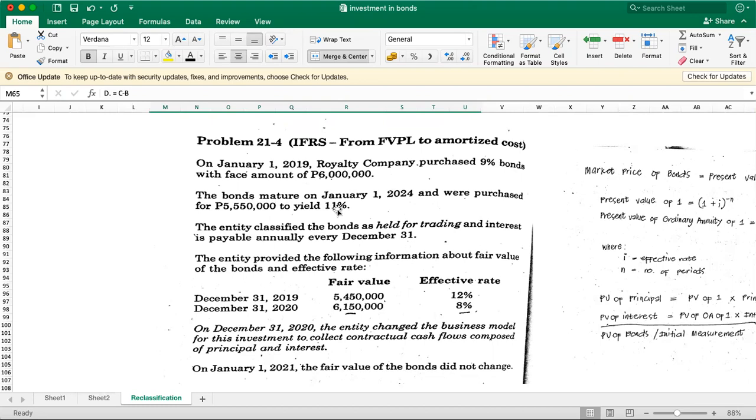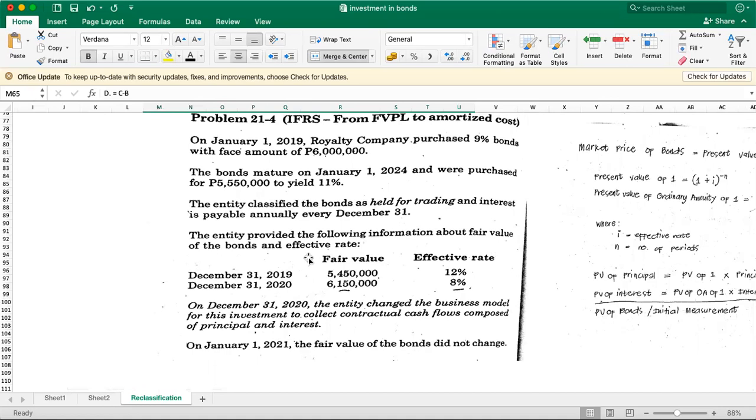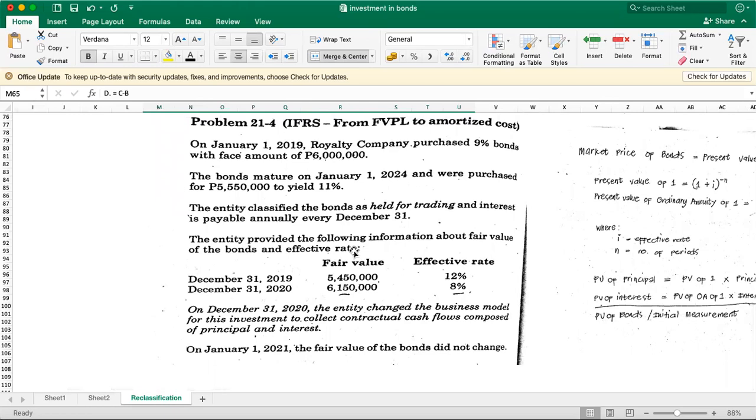Interest is payable annually every December 31. So the bonds in 2019 are classified as held for trading under FVPL, and we have no accrued interest here because interest is paid every December 31. The entity provided the following information about the fair value of the bonds and the effective rate. Because it is FVPL classification, subsequent measurement is at fair value. From 5,550,000 on January 1, 2019, we have an unrealized loss here, so its fair value decreased.